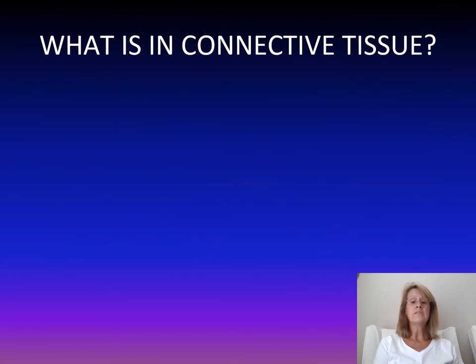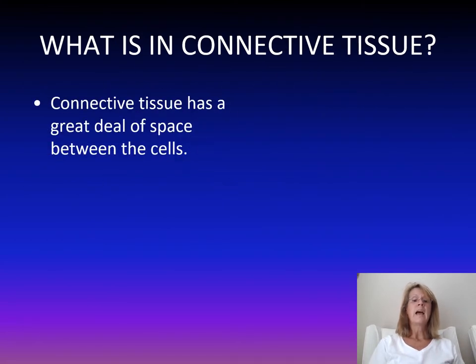So when we look at connective tissue, connective tissue can have a lot of space between the cells. And so this is how we take connective tissue and divide it into a dense category or a loose category. What we're looking at is cellularity. When we talk about cellularity, we're talking about how tightly packed are the cells.